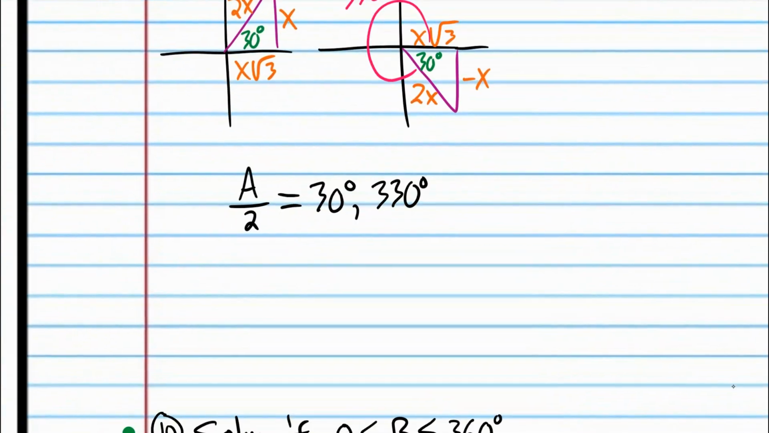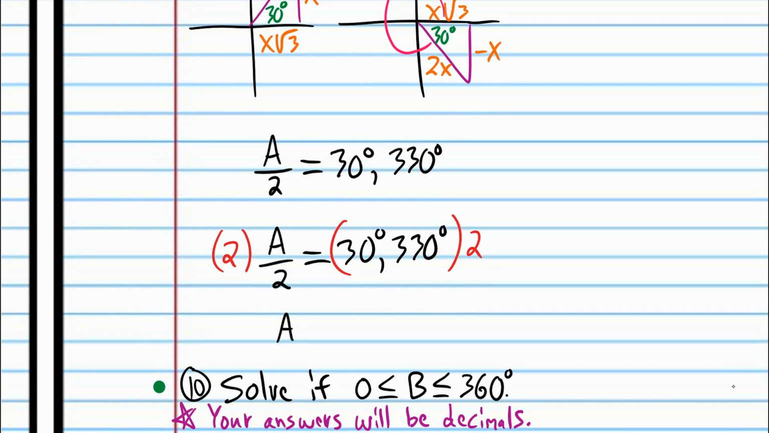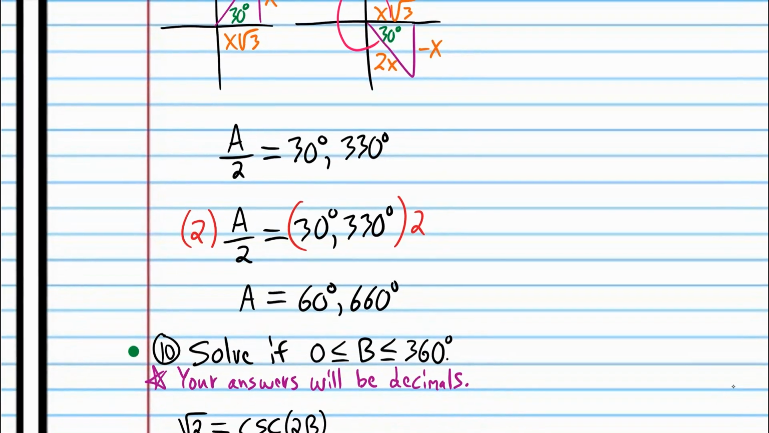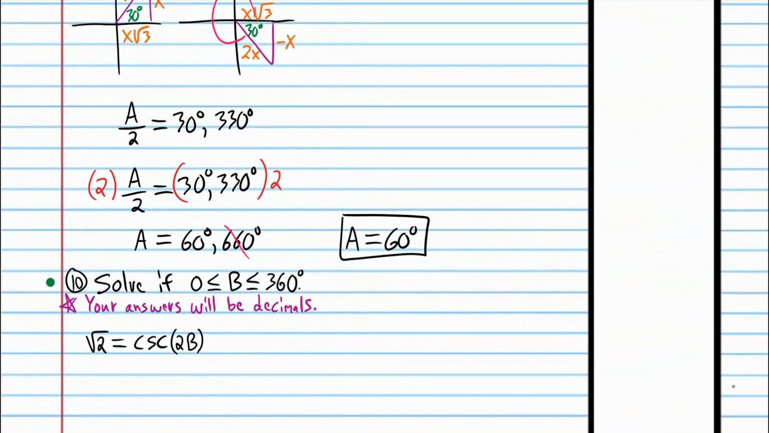So watch what happens. I'm going to multiply both sides of this equation by 2, and we get A is equal to 60 degrees and 660 degrees. But you can see 660 degrees is way too big. So we're going to X that out. That can't be one of our solutions. So A is equal to 60 degrees. That's the only solution that works in this equation.